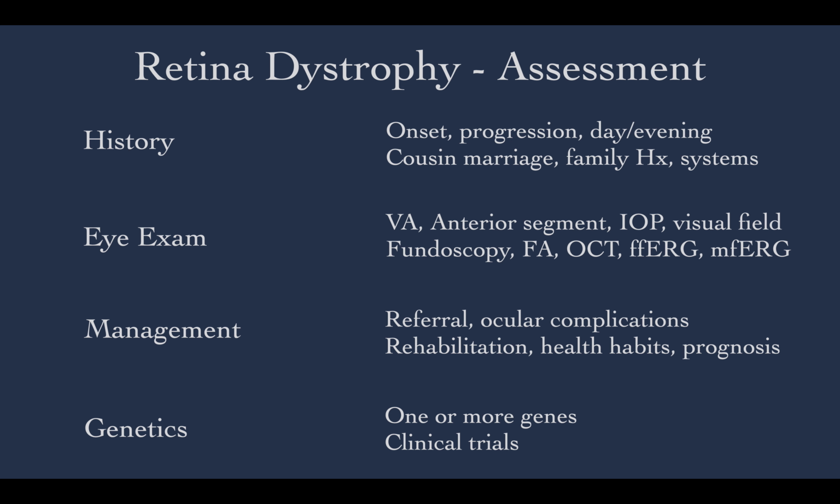Let's start with the history. The history is key in patients with retinal dystrophy. First, you take a look at the age of the patient. Why is this so important? Because if patients are older and the disease is mild, the risk of blindness, for example, is much lower.